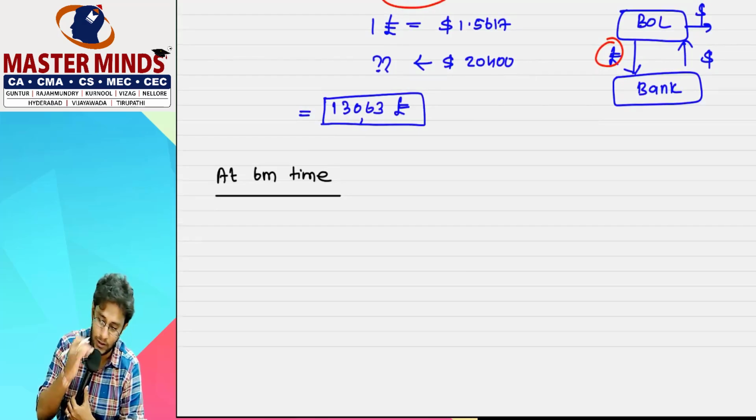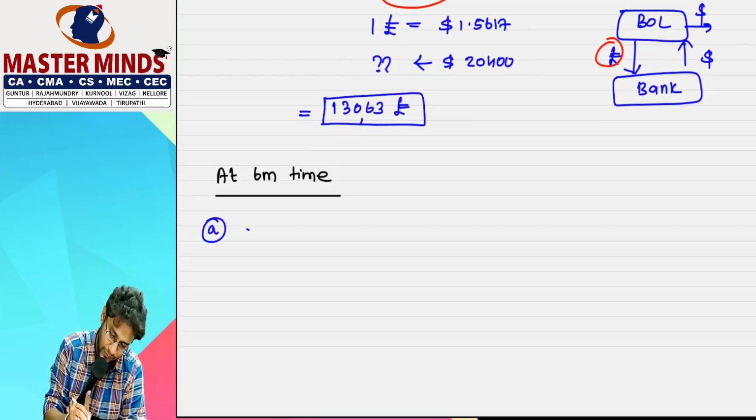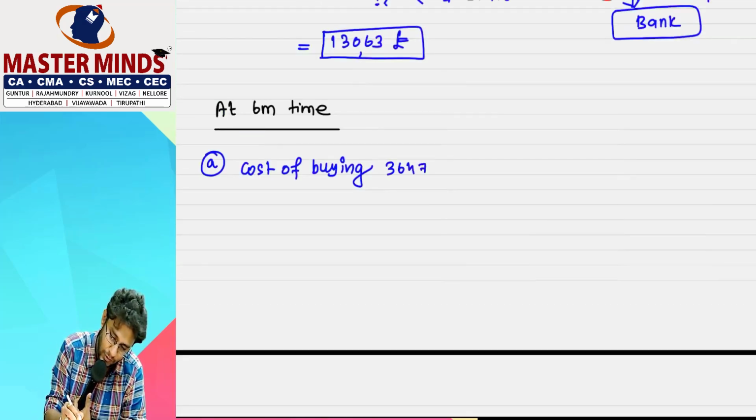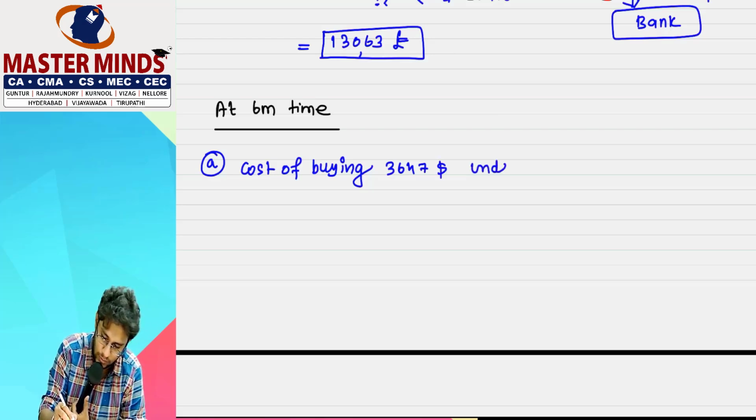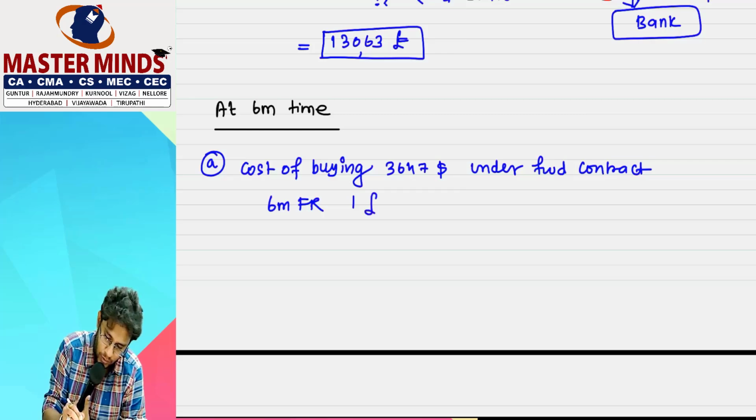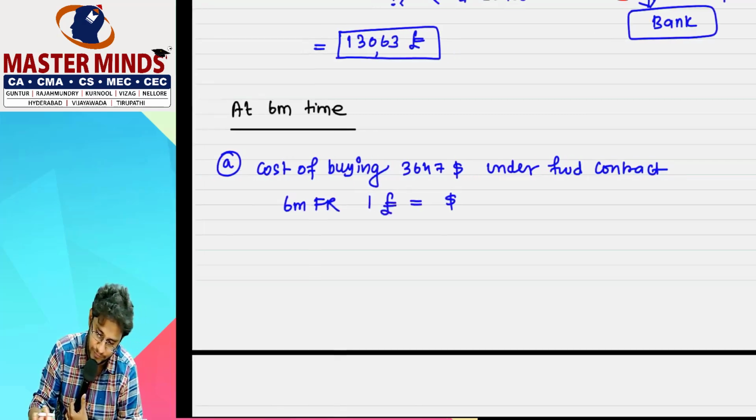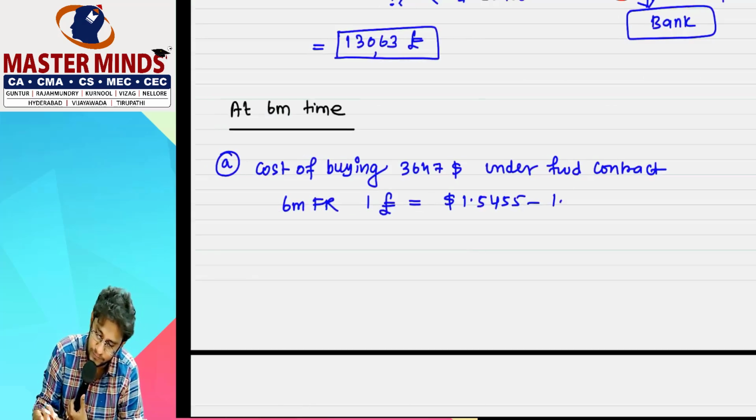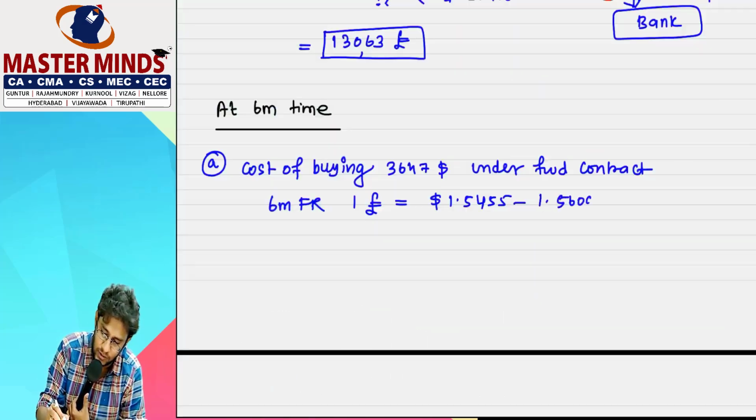At 6 months time, first thing, cost of buying. Who is it? Unhedged, sorry, forward hedged fellow. How much is that? $3647 under forward contract. So 6 months forward rate, 1 pound is equal to dollar 1.5455, 1.5609. This time you are smart, you will understand. Bid rate will be selected.